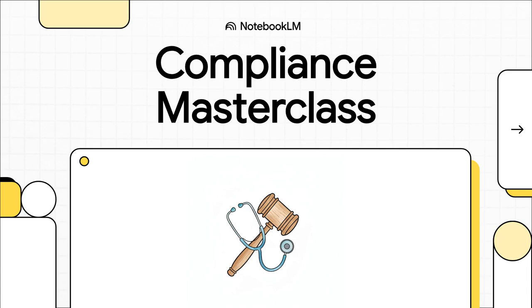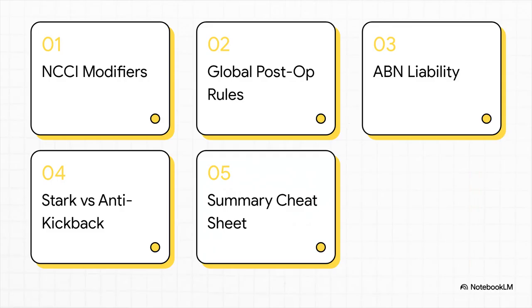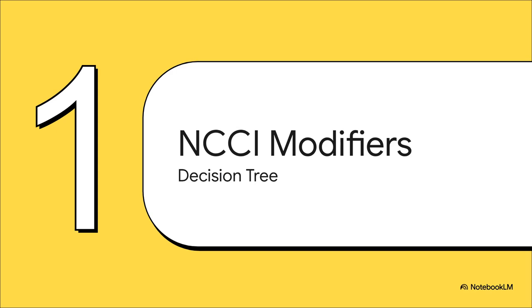Today, we are jumping straight into a high-stakes compliance masterclass, setting the stage to completely demystify some of the most high-stress regulatory topics using rapid-fire case studies. We've got a packed agenda today. First, the NCCI modifier decision tree, then global package post-op rules, followed by ABN liability, Stark Law versus anti-kickback, and finally, a quick summary cheat sheet. Let's get right into Section 1, the NCCI modifier decision tree.